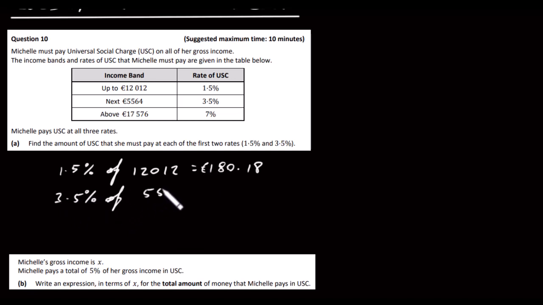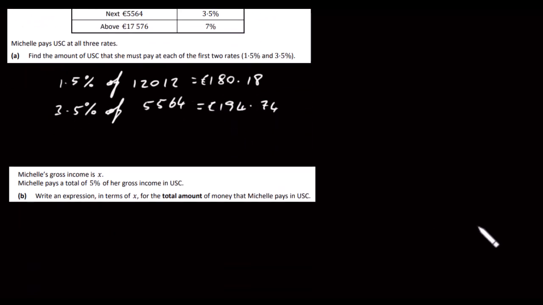Okay, so all we've got to do is get 1.5% of 12,012. When you do that, you get 180.18 euros. Then you've got to get 3.5% of 5564. When you do that, you get 194.74. So that's all you have to do there, fairly easy.